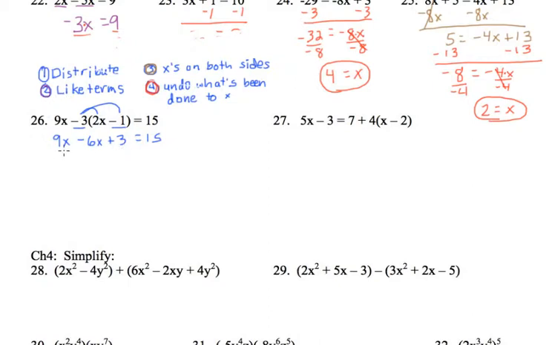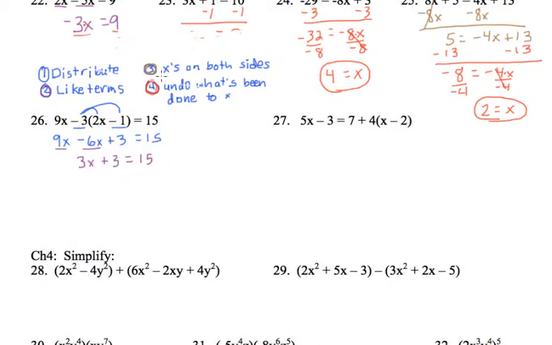So on this side of the equal sign, in this expression, I've got a 9x and a -6x. So when I add those together, I get 3x, and then I've still got my +3. Notice I don't add together the 3 and the 15. When I'm adding like terms, I've got to work on one side of the equal sign or the other.